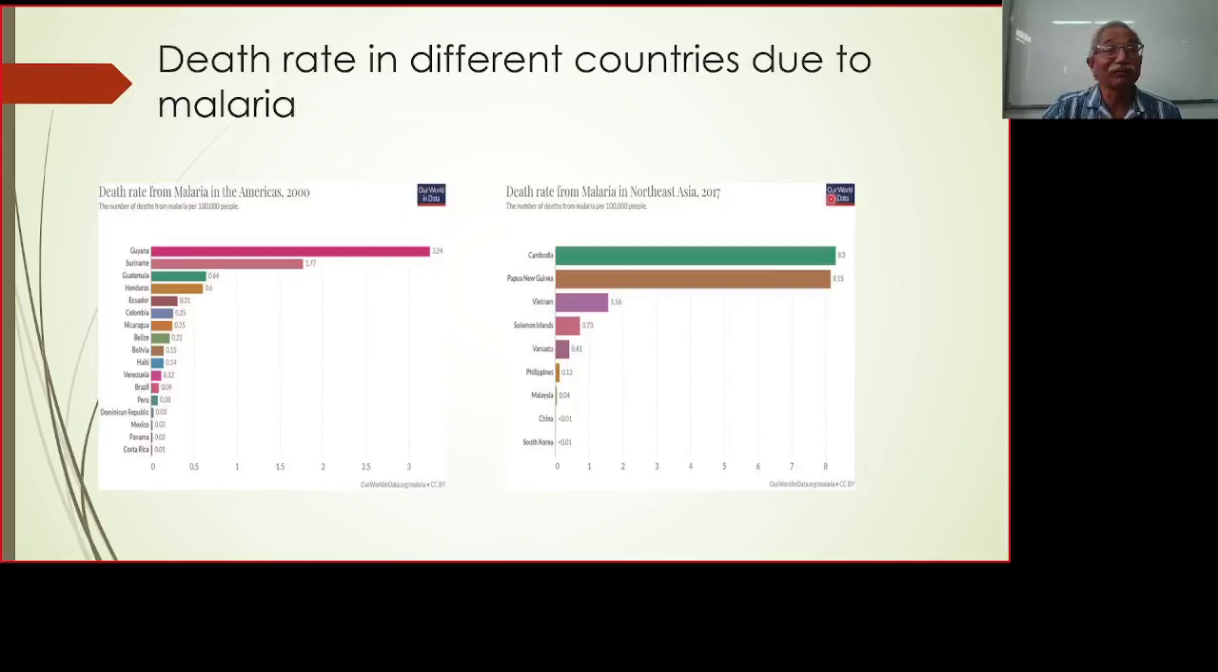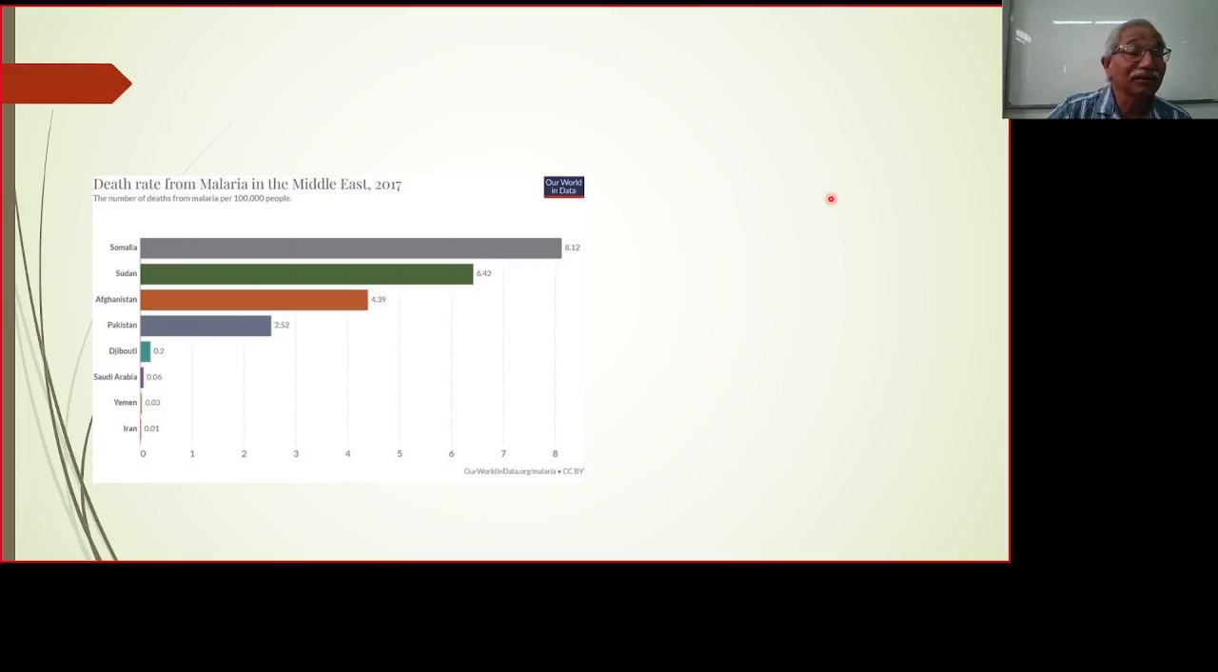So let us look at the rates in different countries. You'll find Guyana is very high in South America, and then different countries are there. In the death rate of Asia, Cambodia is one of the highest, and then Papua New Guinea. Papua New Guinea has a lot of very dense jungle, so deaths are very high in that area. The other part, the Indonesian part, also suffers from high death rates. And this is the death rate in the Middle East, where Sudan and Somalia have a lot. You will understand that most of these countries are economically backward. They have no financial strength to build up these things.